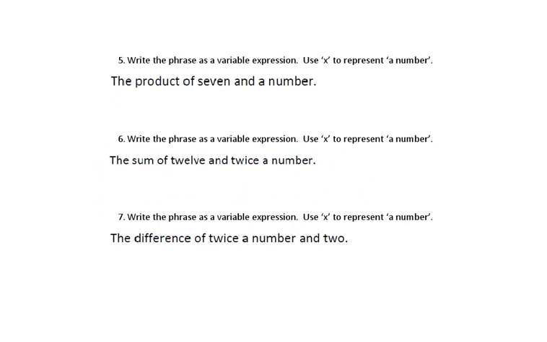Number 5 would like us to translate from English into Mathish, if you will. Well, notice the key word, product. Product just means multiply. That's it. And they want us to multiply 7 with a number. So it's really 7 times x, or just 7x.